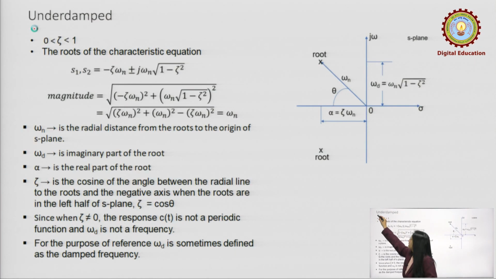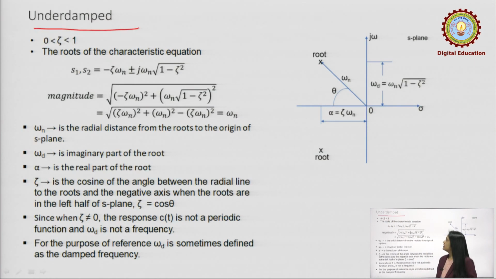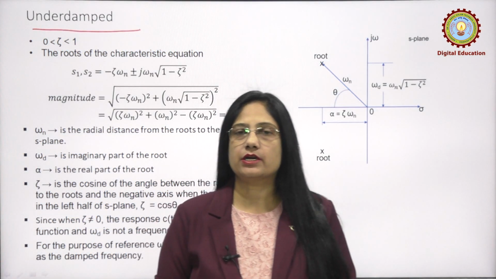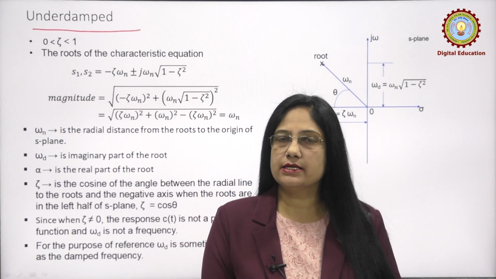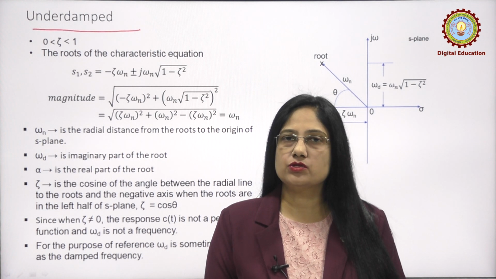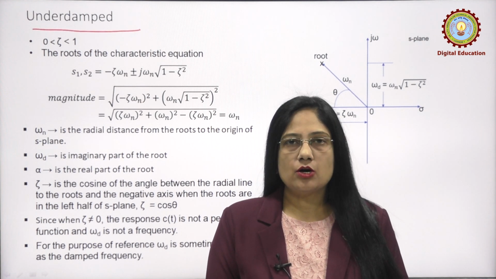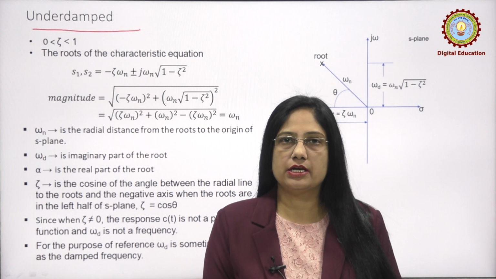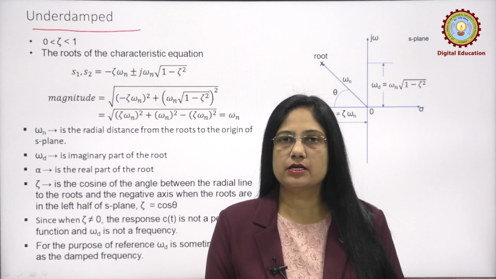Now, we will see the next case of underdamped. Here the value of zeta is neither 0 nor 1, it is lying in the range between 0 and 1. So, the case of zeta equal to 1 is the case of critical damping, and the case of zeta equal to 0 is about the output having sustained oscillations, and that is the zero damping case.